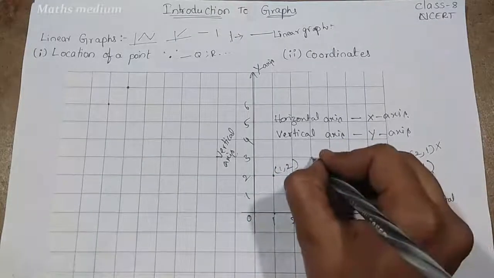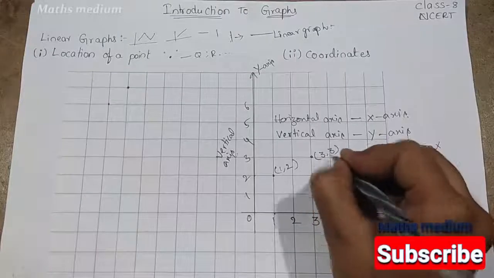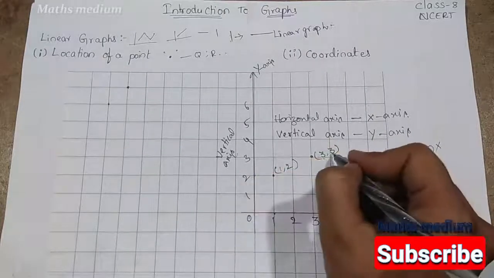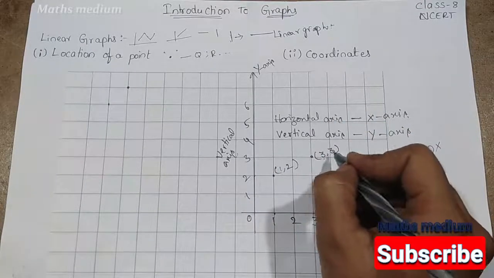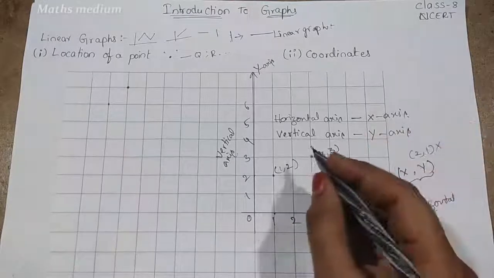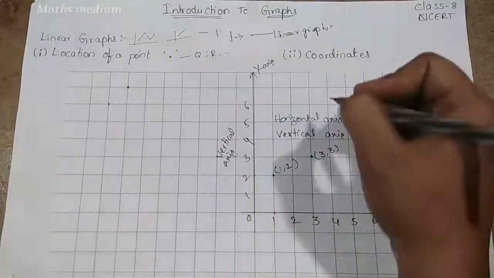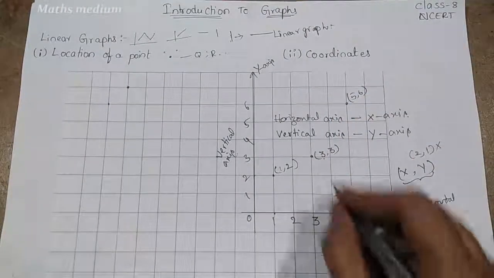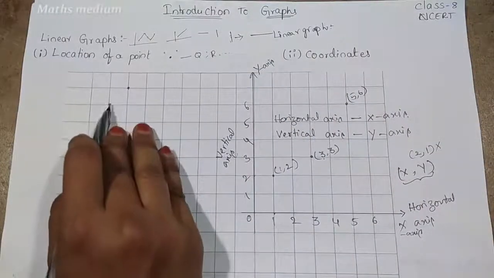If you take another location of a point like this, we can call this 3, 3. It means on the x-axis we got 3 points and on the y-axis also we got 3 points. So that's why this coordinate is called 3, 3. Another location of a point I am seeing here, so we can call it 5, 6. So 5 is on the x-axis, 6 is on the y-axis. So this is the location of a point, right?